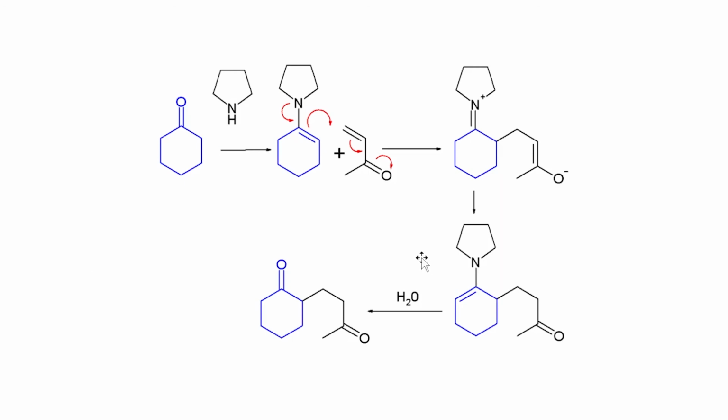So the mechanism is as follows. You react this ketone and this secondary amine, and you get this enamine. We have already looked at the mechanism of production of enamine, so I'm not going to go into the details. And now the lone pair on this nitrogen is going to move in here and do a conjugate addition to give you this enolate.